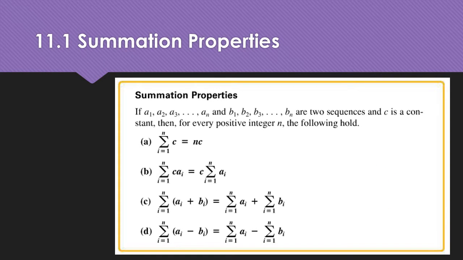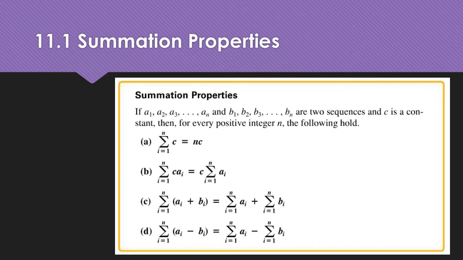A few properties of summations. The first one tells us that C here is a constant, so it's a number. So if you were trying to add the sequence from 1 to whatever of a constant, then you really just multiply that top number, that n, by the constant, and that's all you do. Because what you're really doing is just adding that number to itself however many times n tells you to.